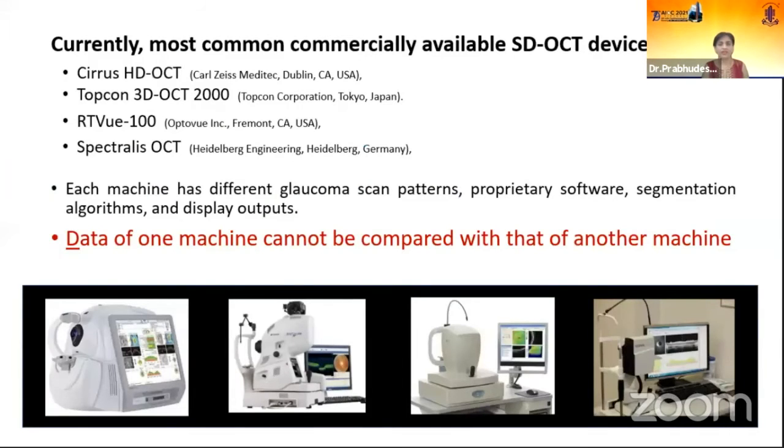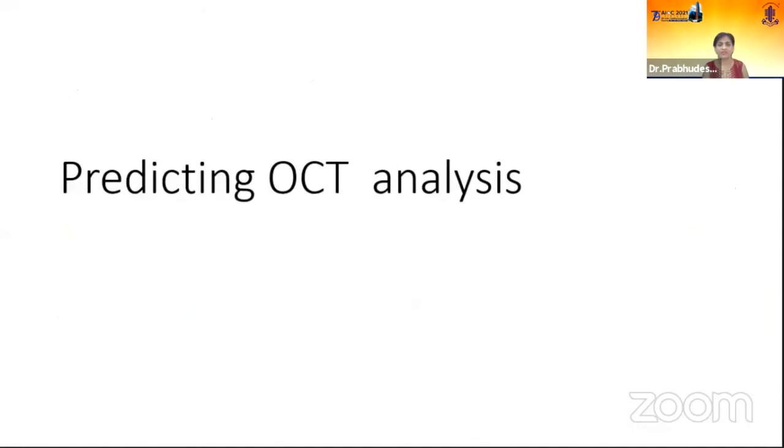So there are currently many OCT devices available. We are going to talk on Cirrus OCT, Topcon OCT, RTVue OCT, and Spectralis, and we have to remember that each machine has a different glaucoma scan pattern, proprietary software, segmentation algorithm, and display outputs, and hence data of one machine cannot be compared with any other machine.